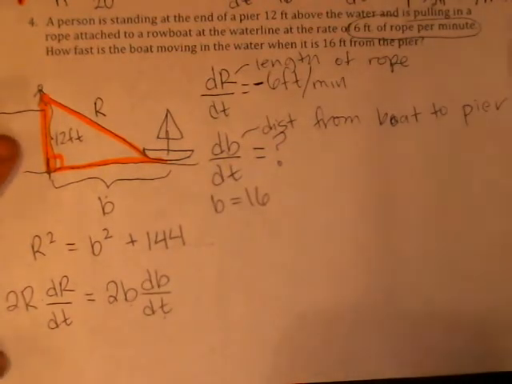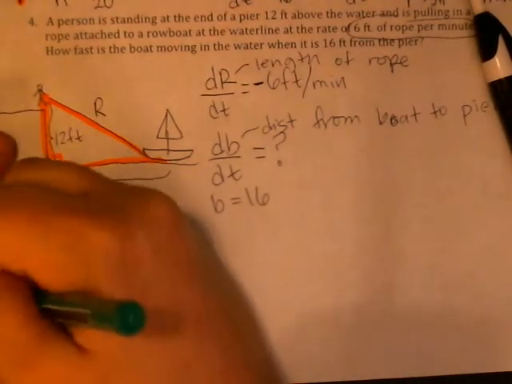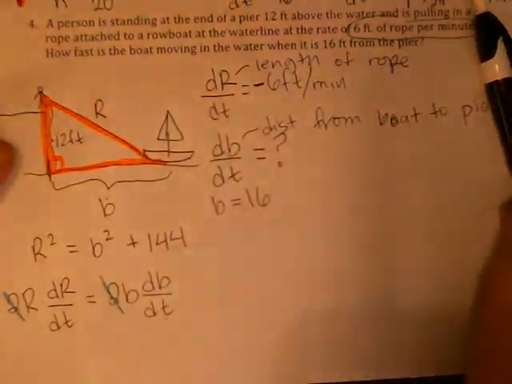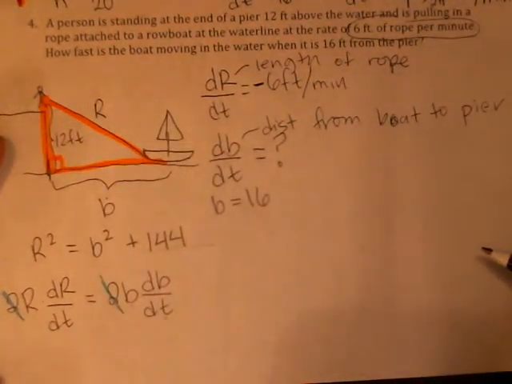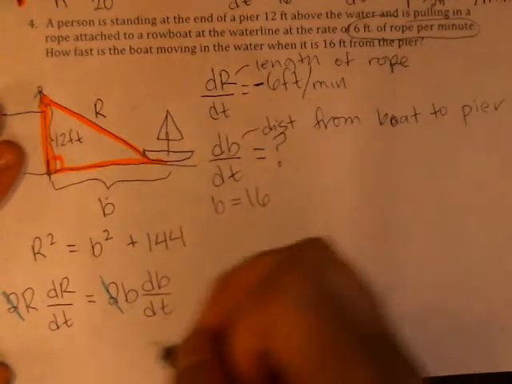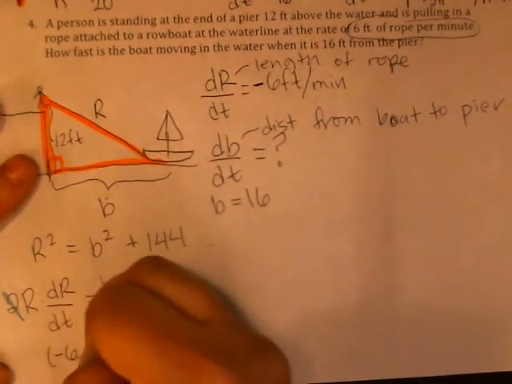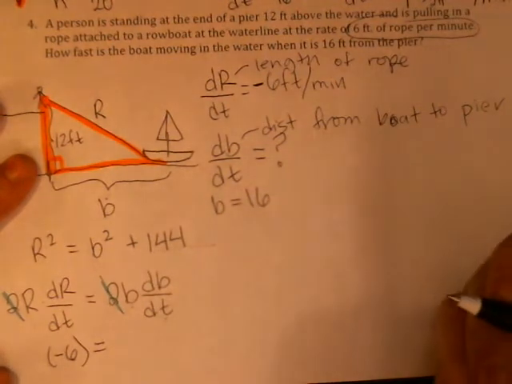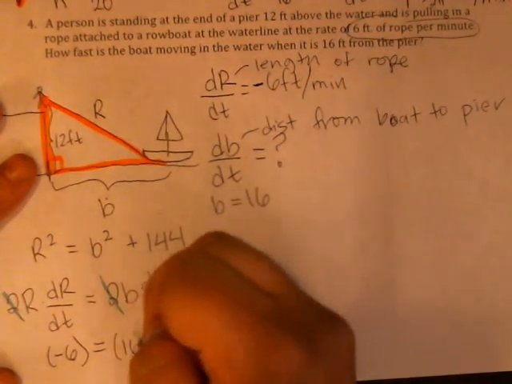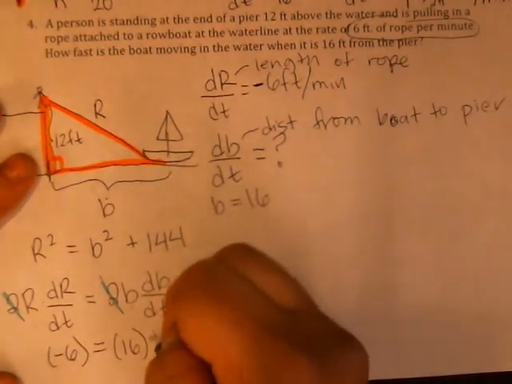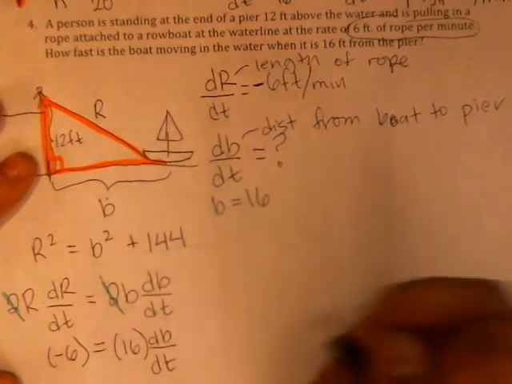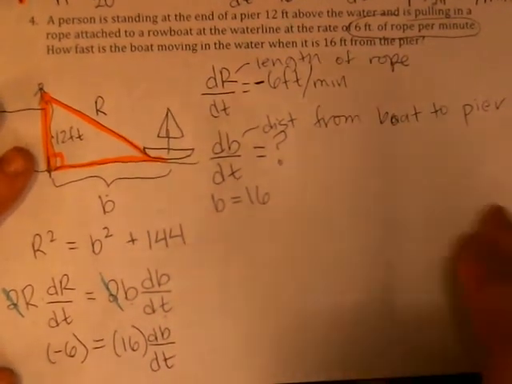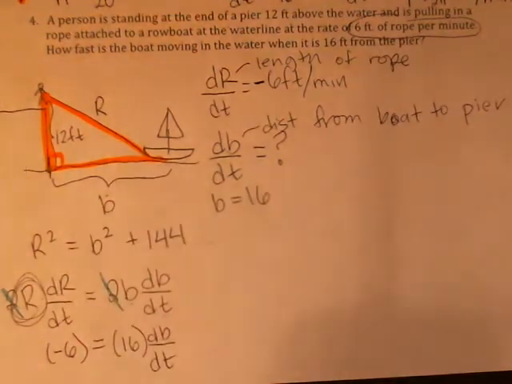I see right away that the 2's are going to cancel. So if you divide both sides by 2, they're gone. We know dr/dt is -6. We know that B is 16. We're looking for dB/dt. So right now, my trouble is that I don't know the value of R, and if I'm going to find dB/dt, I need to.